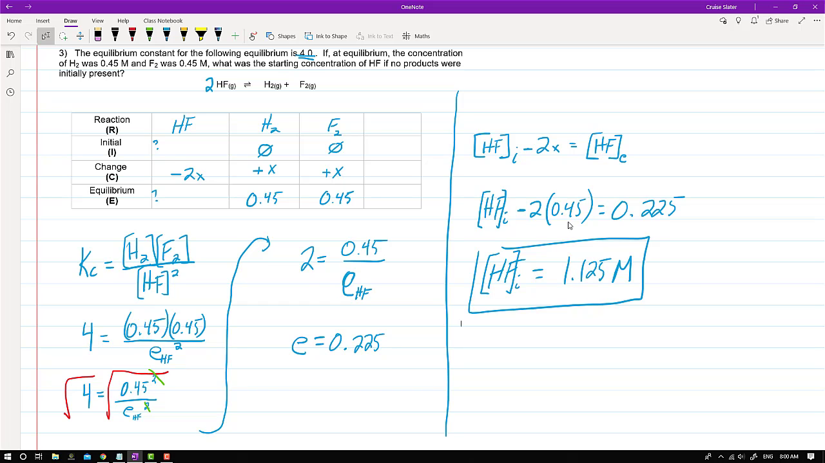Whether that's just solving for Kc simply, if you're given all the equilibrium expressions, or working your way backwards to solve for an unknown initial concentration by first solving for Kc and an unknown, and then using that to work up the table back to initial concentration.